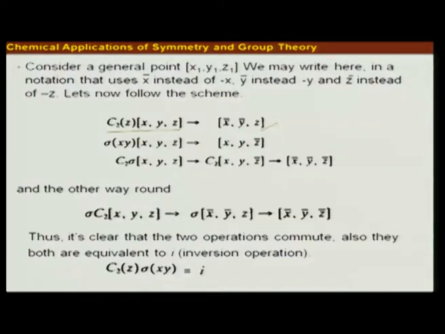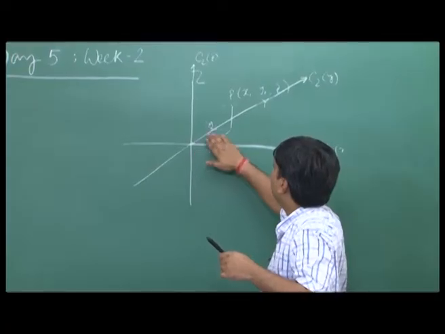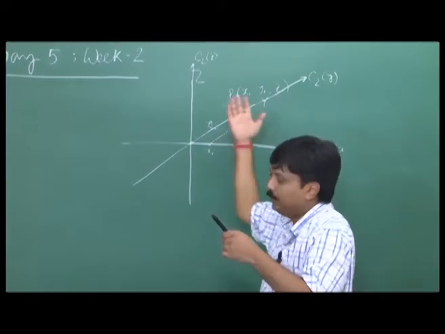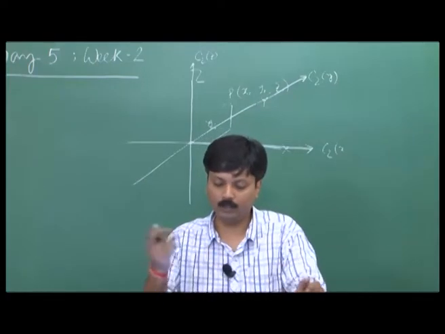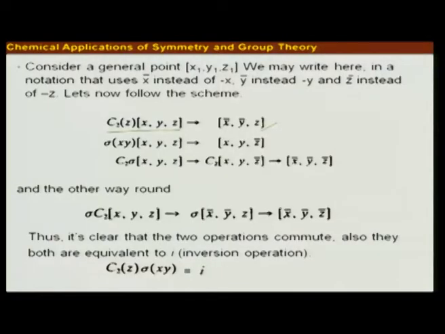And if we operate sigma xy, so sigma xy is a plane which is the xy plane. Okay, so z is not in the plane of the reflection. So the z will be the only thing which will get reflected. So I get z bar, but x and y will not change their positions, correct. So I got this one. Now I have to combine C2 and sigma xy. So upon doing that, ultimately I get this x bar, y bar, z bar.